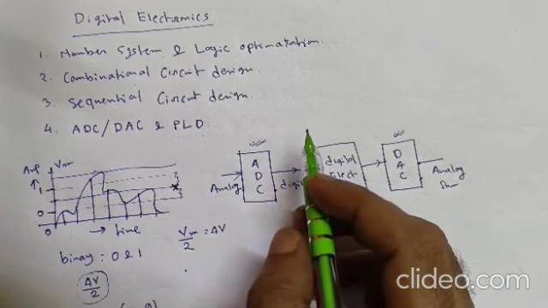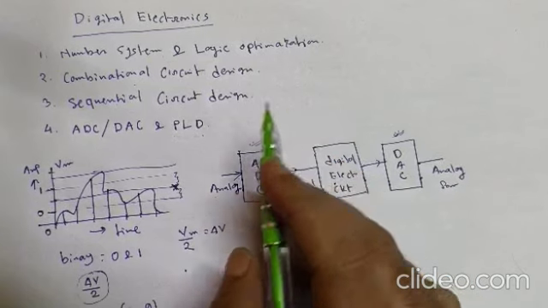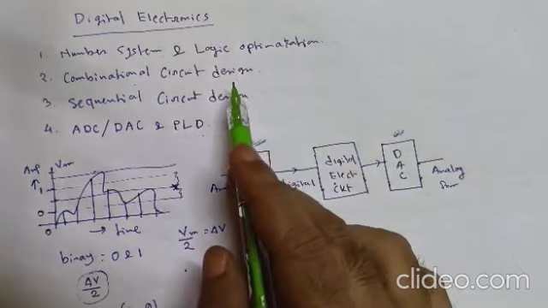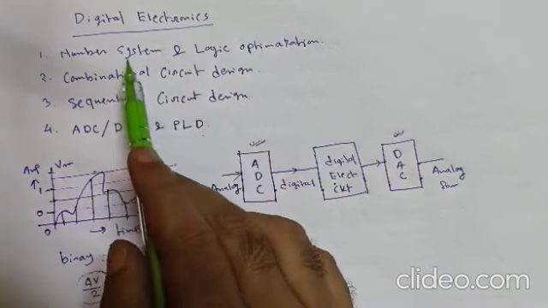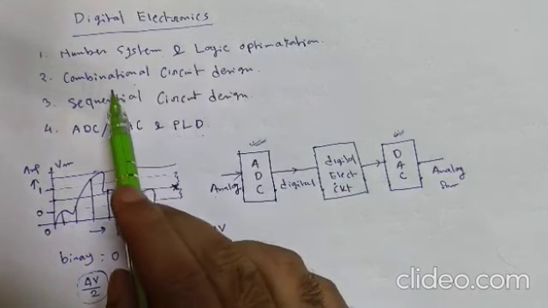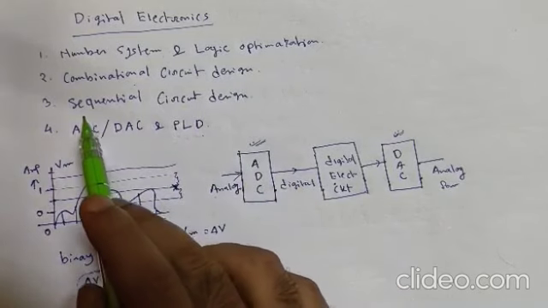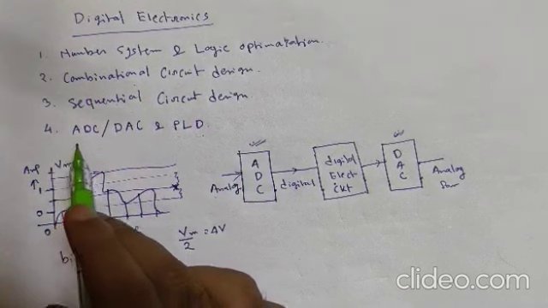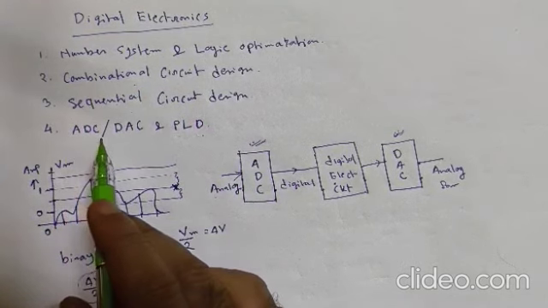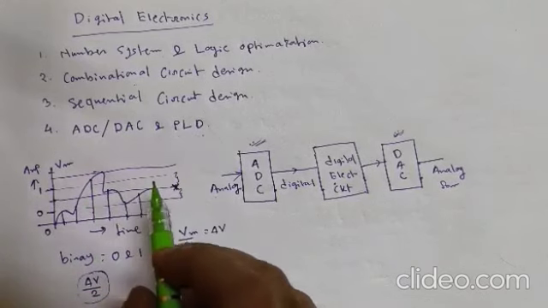In lecture 1, we discussed the 4 modules that we are going to study. First module is the number system and logic optimization. Second module is the combinational circuit design. Third module is the sequential circuit design. And fourth module is the analog to digital converter, digital to analog converter, and programmable logic devices.